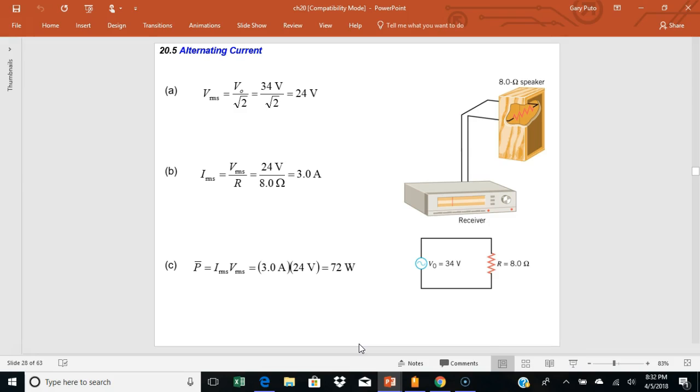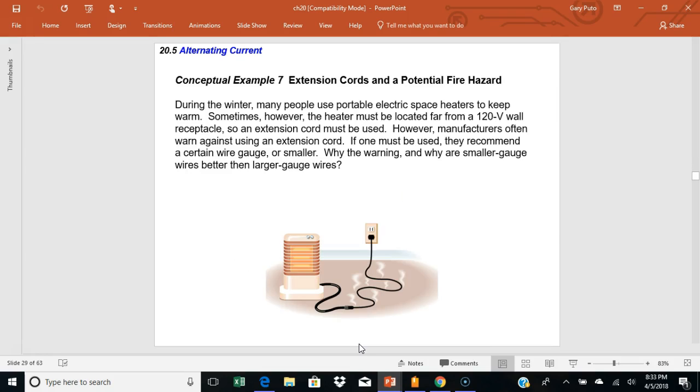You calculate the average voltage. V RMS is the max voltage divided by the square root of 2. 34 divided by 1.414 is 24 volts. You calculate the average current: average voltage divided by the resistance, 3 amps. You calculate the average power: 3 average current times 24 average volts, 72 watts. Pretty straightforward, alternating current.